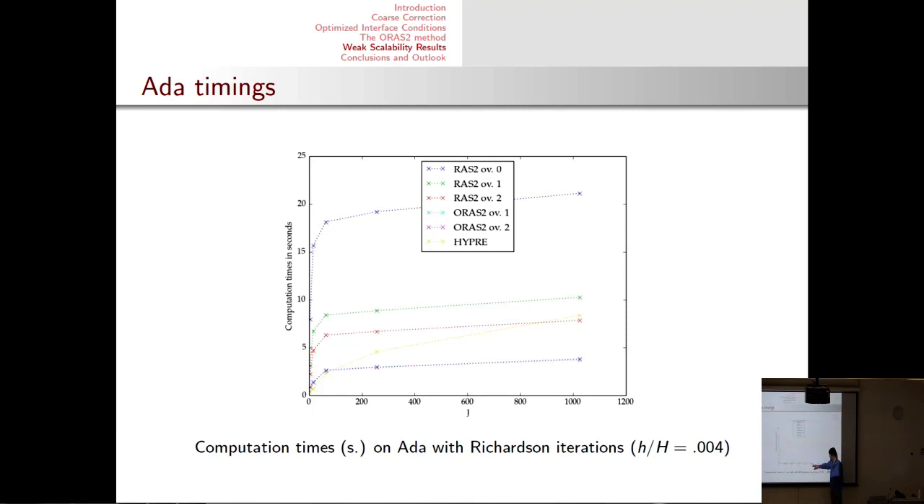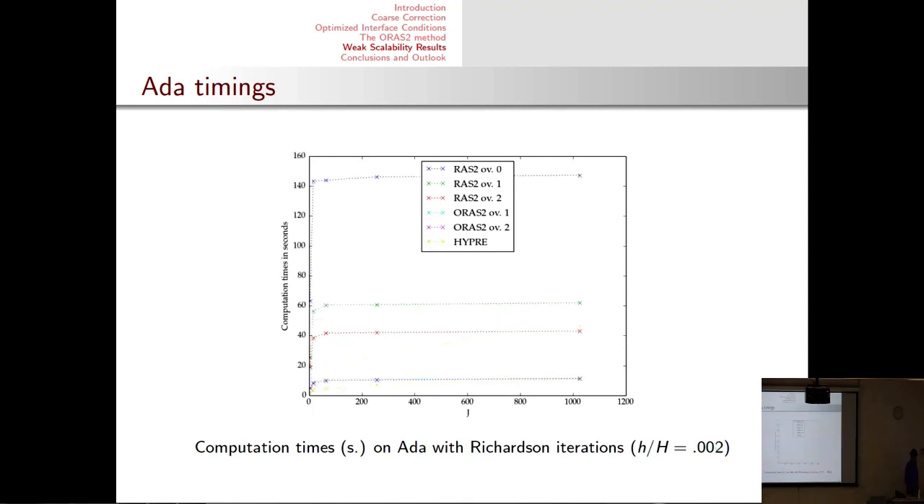That's up to 1,000 cores. So I would say that our methods are competitive. But the timing here is just 5 seconds. It's not much, so I took a bigger problem going from 0.04 to 0.02. So the times are a bit bigger.